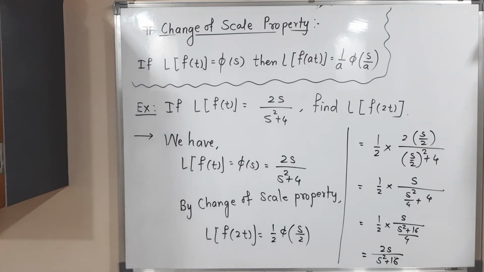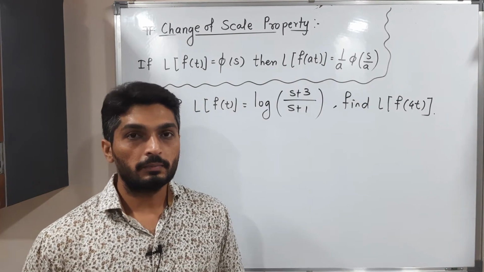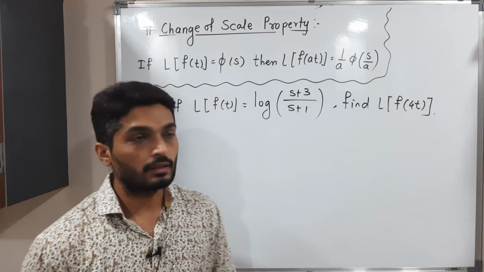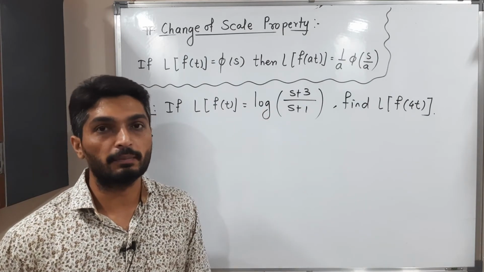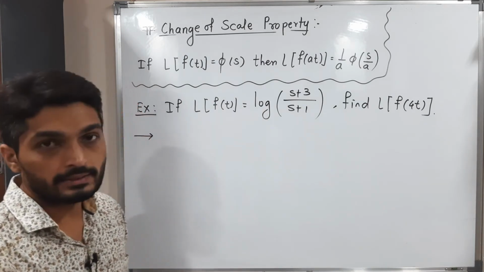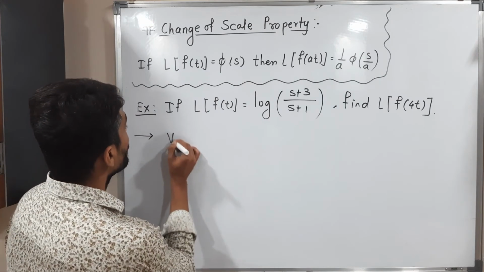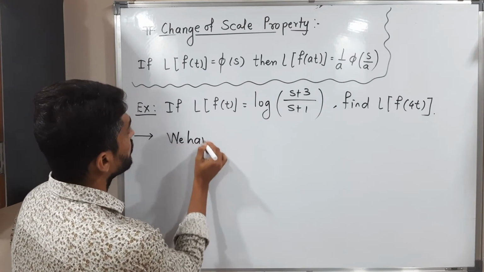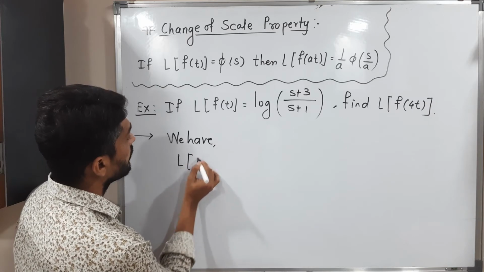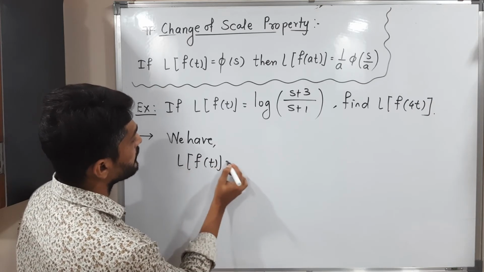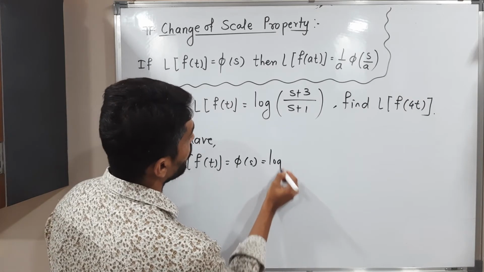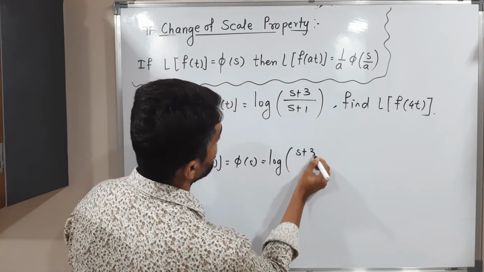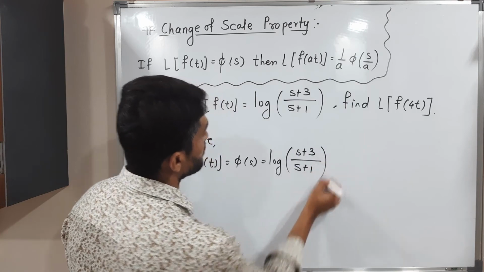One more example we will discuss. Before that, make a screenshot of it. Let us discuss this second example. In this example, we have L of f of t equal to log of s plus 3 by s plus 1. Let us write that first. L of f of t we call phi of s. So this is equal to log of s plus 3 divided by s plus 1.